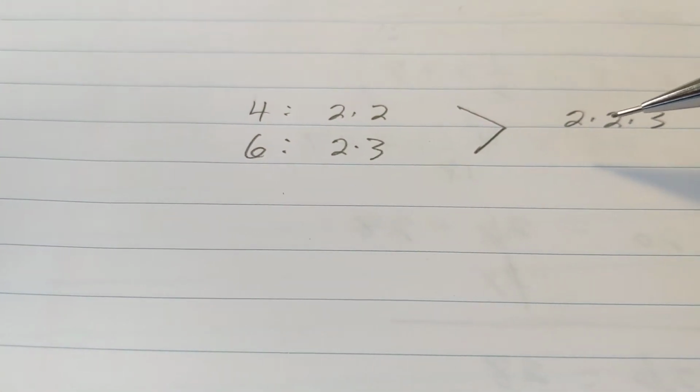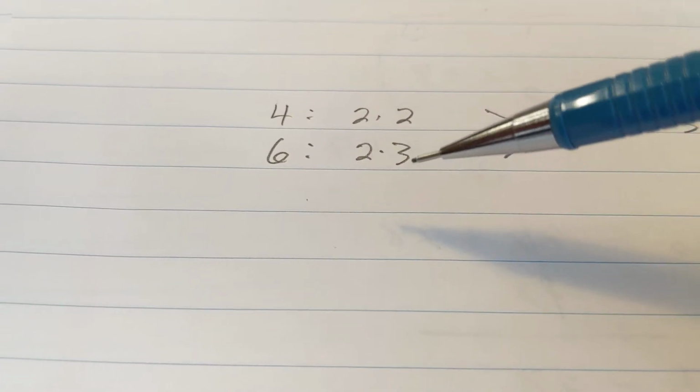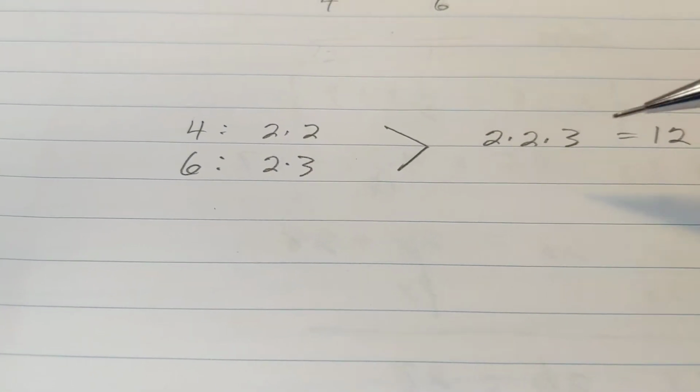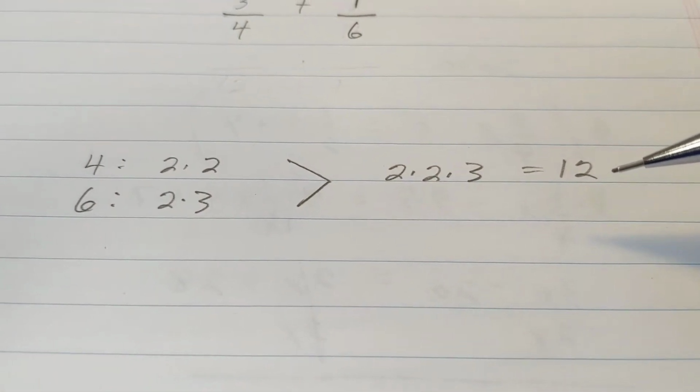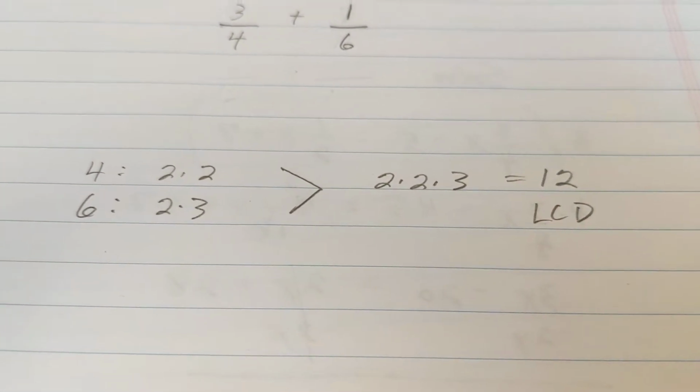So I write the 2 down twice here. Notice the other factor is 3, and the most number of times it occurs is just 1 time, so I just write that down 1 time. When you multiply this out, you get 12. So 12 is the least common denominator.